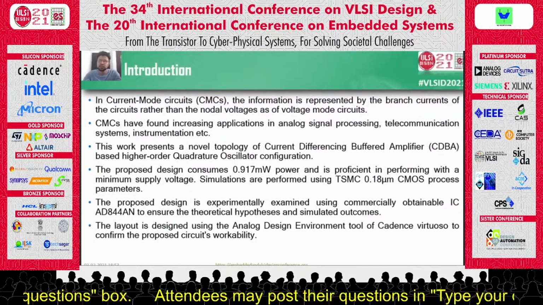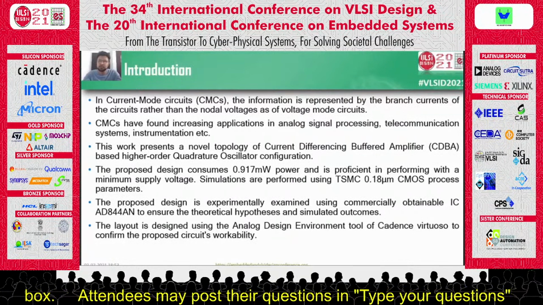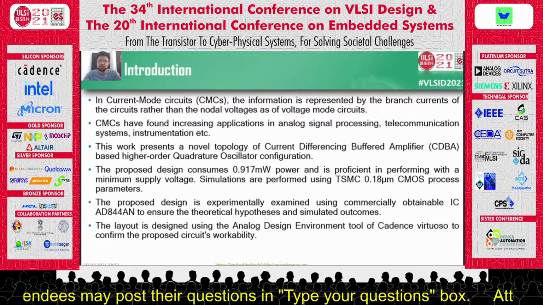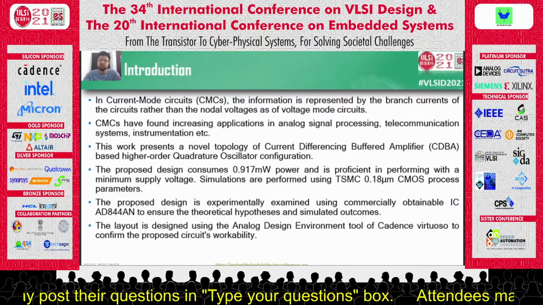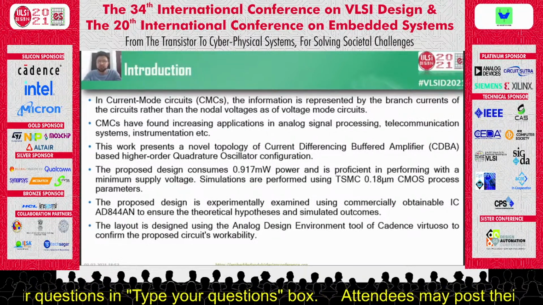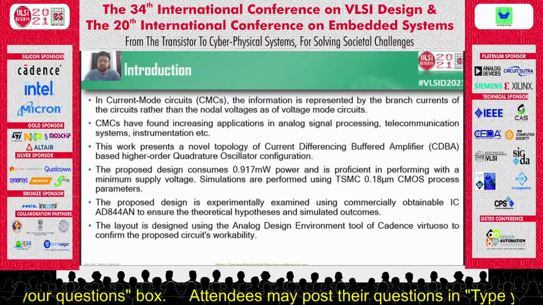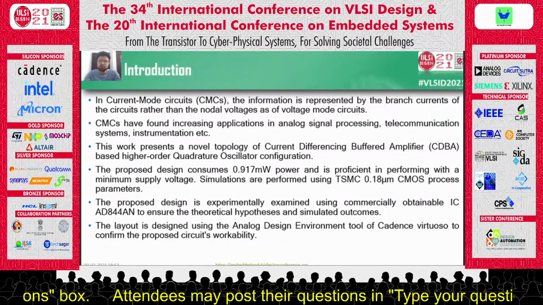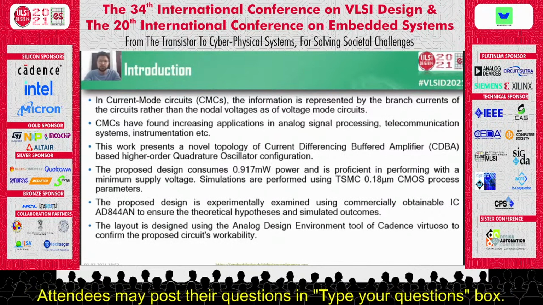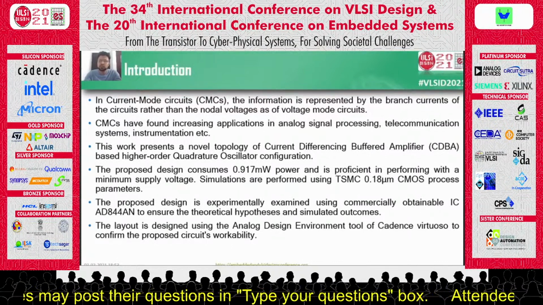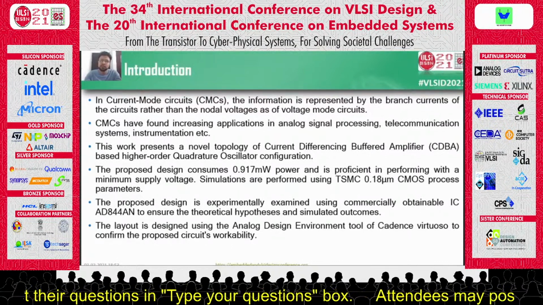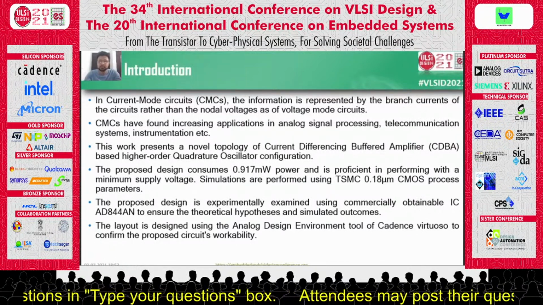In current mode circuits, the information is represented by the branch currents rather than the nodal voltages as in the voltage mode circuit. So here, the current rather than the voltage is primary. We can find applications of current mode circuits in the field of analog signal processing, telecommunication systems, instrumentation, etc. This work presents a novel topology of a current differencing buffered amplifier based higher order quadrature oscillator configuration.